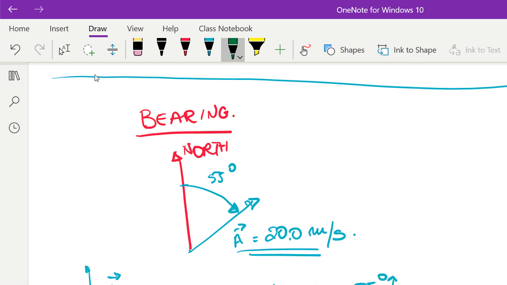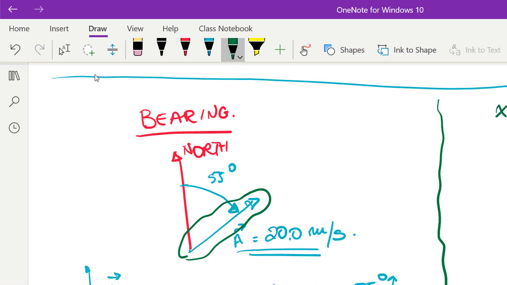The magnitude and the units for a certain vector doesn't change. This is how the magnitude of the vector is represented, and this is how we represent the direction. The direction can be described in different forms. Bearing is one way. Another one is with the positive x-axis.